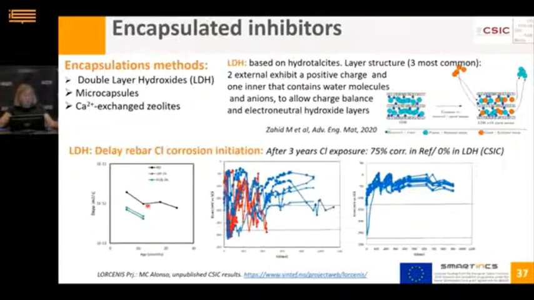In the case of the chloride transport, a clear decrease was observed with this LDH inhibitor that we are using in the Lorcenis project, that was produced by a company. Still under development, although there are very promising results, but they are coming to be commercialized soon. This beneficial inhibition effect is observed with the reference material without the inhibitor in comparison with the presence of the inhibitor, where after 3 years we have observed 75% of corrosion initiation in the absence of the inhibitor with respect to 0% in the presence of this LDH inhibitor.